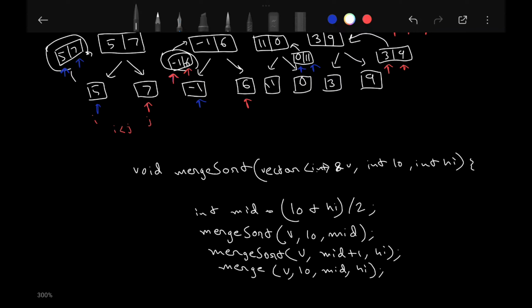And to stop this recursion, we also need to put a base case, right? So what would be the base case? We can say that the base case would be if low at any point is greater than or equal to high, we can return from here. Because if our low is greater than or equal to high, it means there is only one element present in the array. So we can return at that particular point.